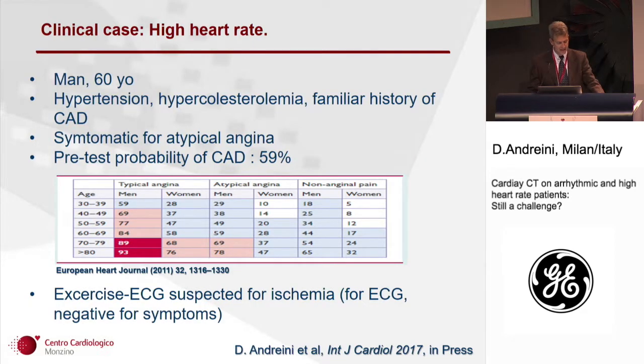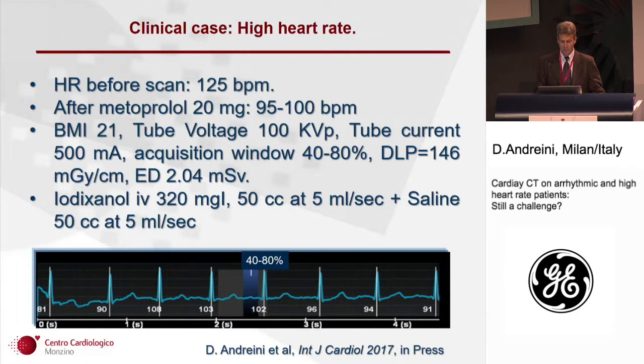Just a clinical case, a man with risk factors, symptomatic for atypical angina. The pretest likelihood of coronary artery disease was good for CT, intermediate, 59%. He already underwent an exercise EKG that was suspected for ischemia. The patient presented with 125 BPM at our attention. We treated with intravenous beta blockers, obtaining not more than 100, and then we scanned at 102 BPM.